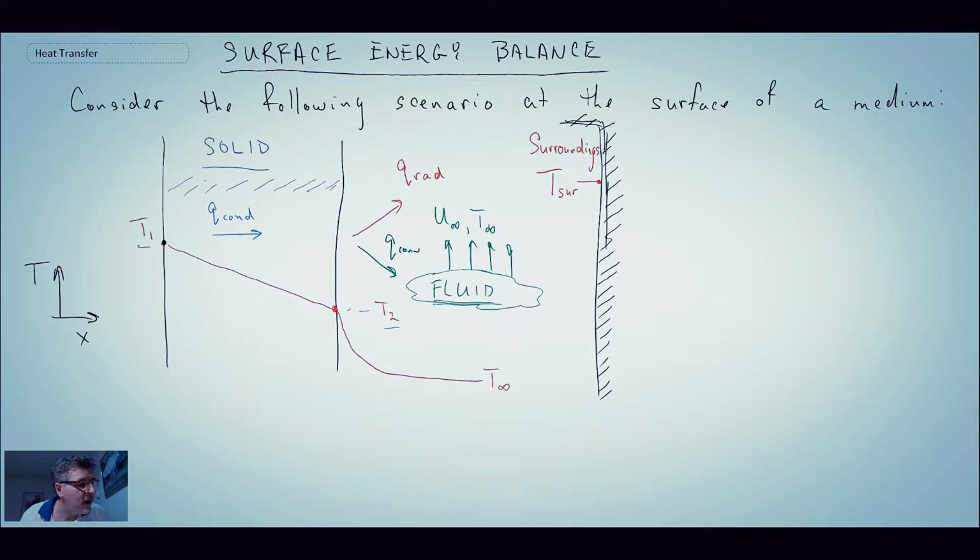In solving these types of problems, it's often useful to draw a control surface right on the interface between where the solid transitions into the fluid. So I'm going to sketch a control surface. I'll do that in red so that it's easier to see.